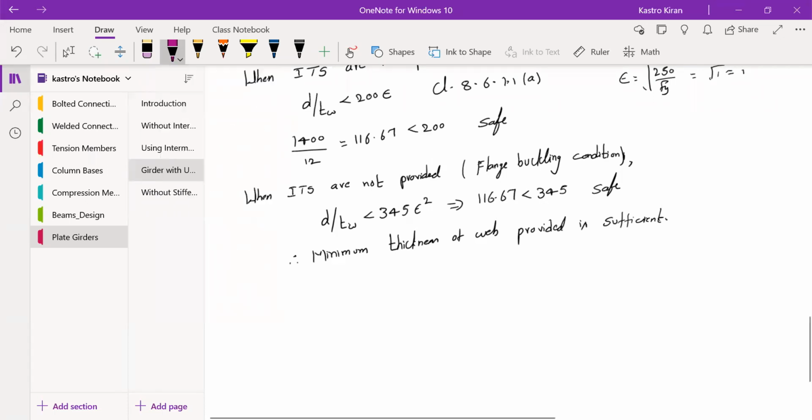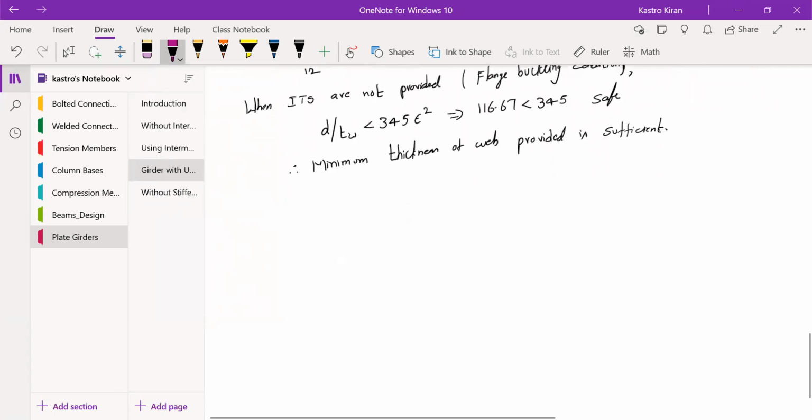So the next step is to check for moment capacity of flange. The sixth step, check for moment capacity of flange. Remember, I was telling you in the beginning also, flange will take care of the moments and web will take care of the shear forces. So that's the reason why I mentioned the check for moment capacity of the flange.